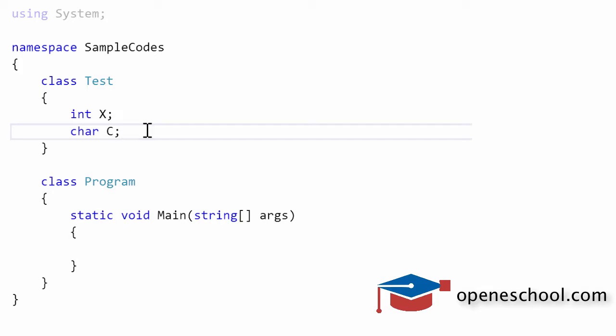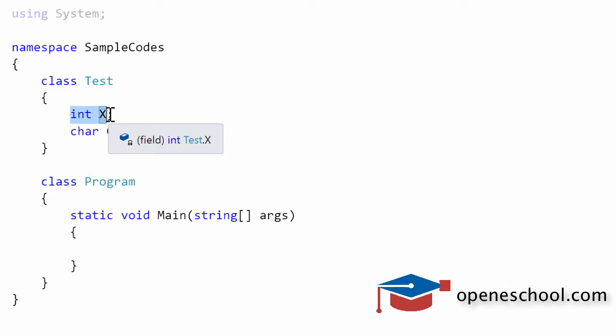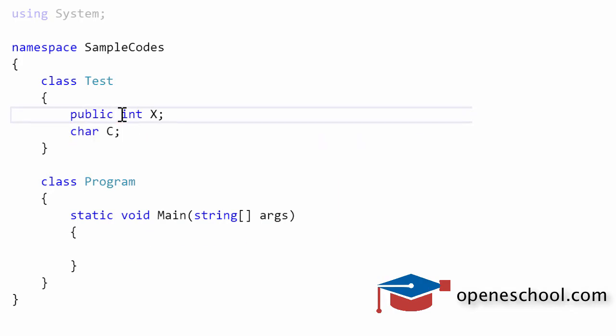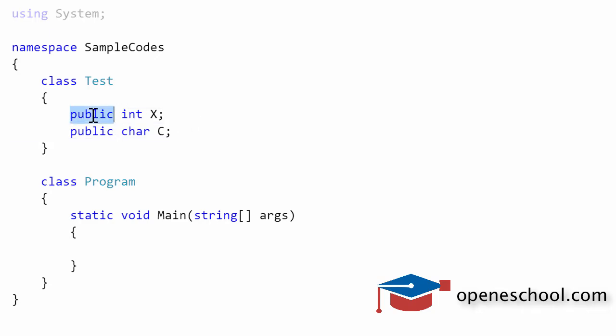When adding data members or functions to classes in C Sharp, you have to remember that by default, everything inside a class is private to the class. It cannot be accessed outside the body of that class. So if you want to use both x and c variables outside the body of the test class, you should mark them as public. If you make both x and c public variables, then you will be able to access them outside the body of the class.